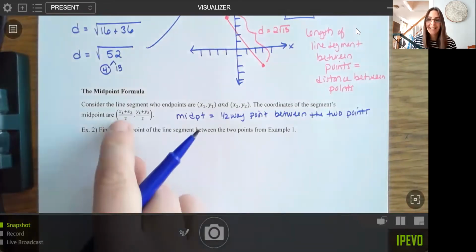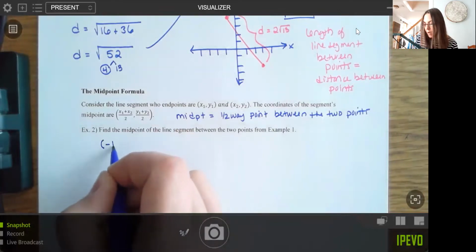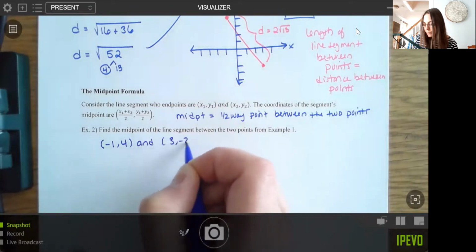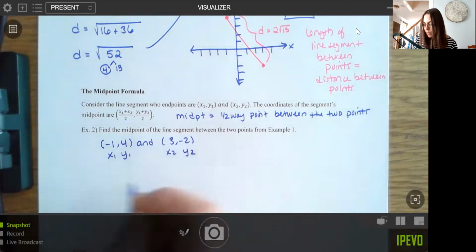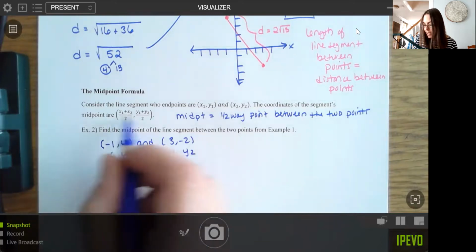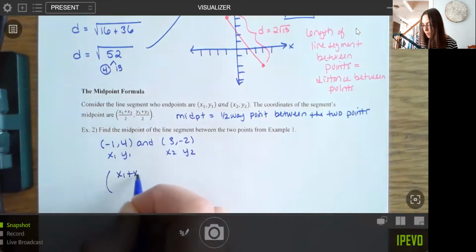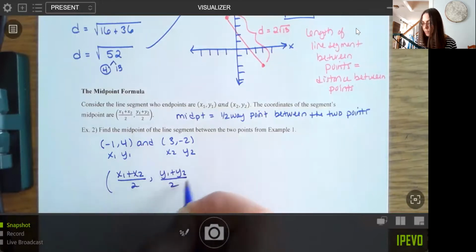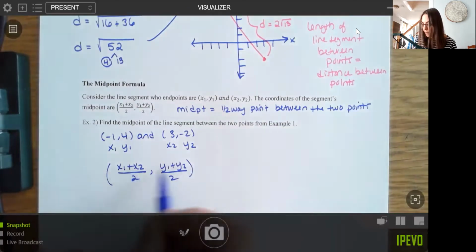Basically, you're just averaging the x values and the y values. So the example was -1, 4, and 3, -2. So here was x1, y1, and x2, y2. So for the formula, why don't we write it out first? x1 plus x2 over 2, and then y1 plus y2 over 2. This gives you a point. So it's not a value, it's a point on the graph.